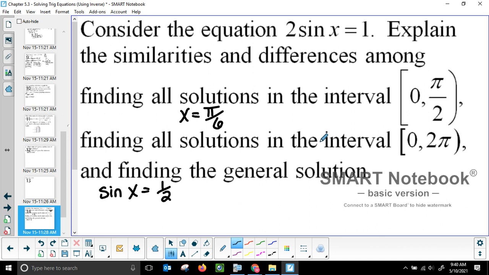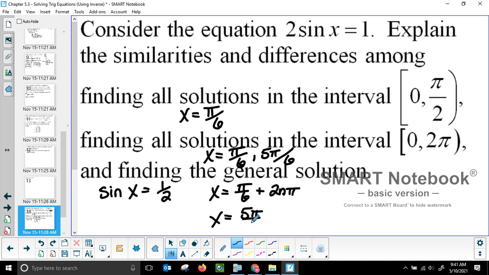Now finding all the solutions on the unit circle. Well, x is equal to pi over 6 and 5 pi over 6. And then the general solution, we would have x is equal to pi over 6 plus 2n pi, and x is equal to 5 pi over 6 plus 2n pi.